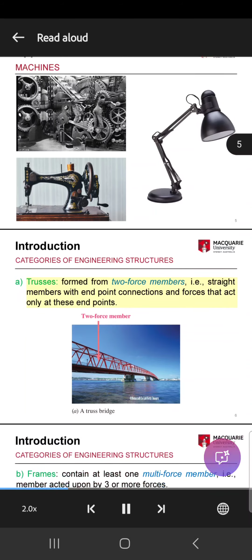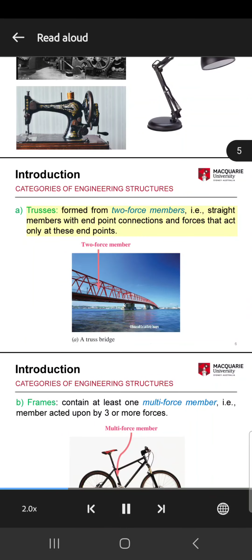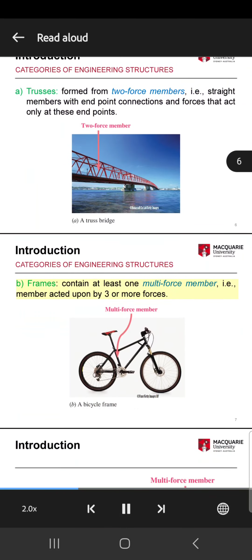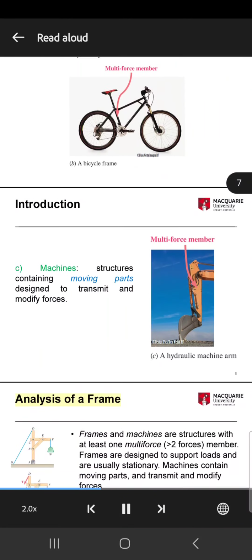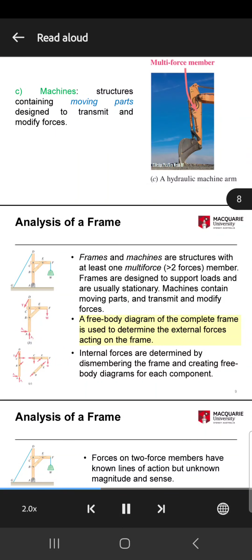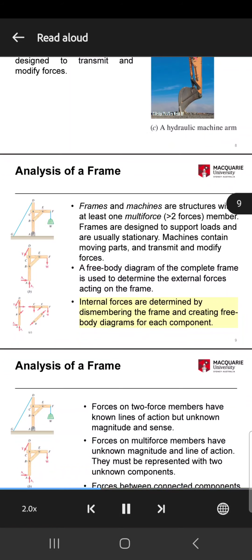Introduction. A. Trusses, formed from two force members, i.e., straight members with endpoint connections and forces that act only at these endpoints. Introduction. B. Frames, contain at least one multi-force member, i.e., member acted upon by three or more forces. Introduction. Analysis of a frame. A free body diagram of the complete frame is used to determine the external forces acting on the frame. Internal forces are determined by dismembering the frame and creating free body diagrams for each component.